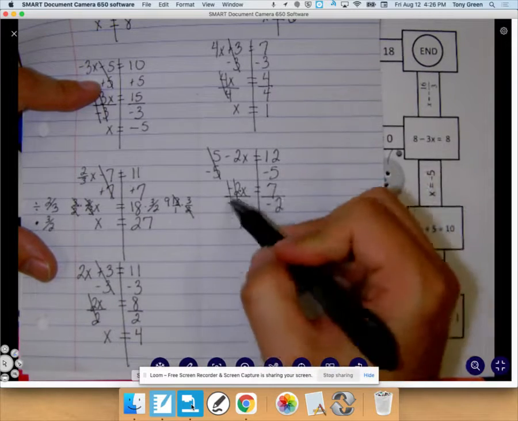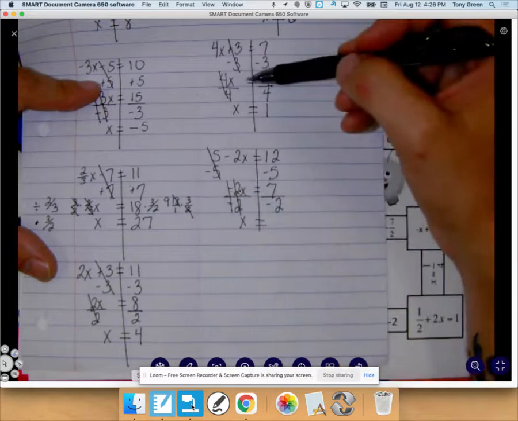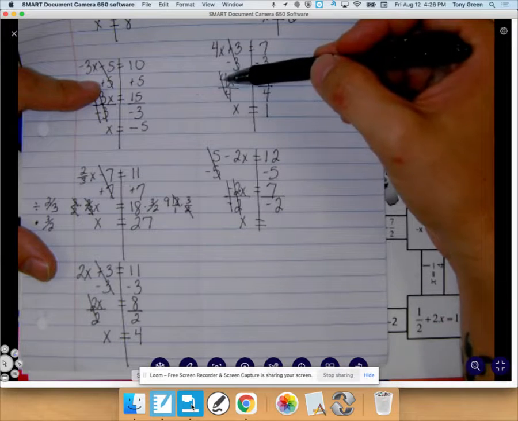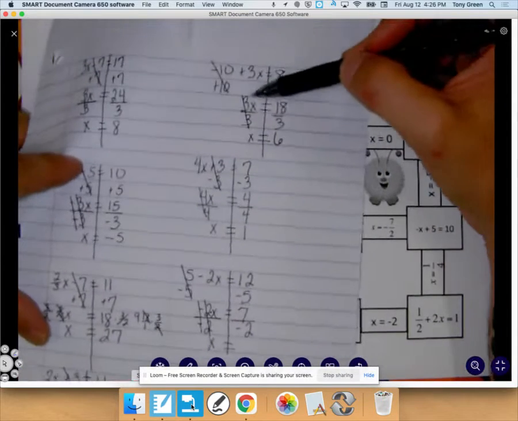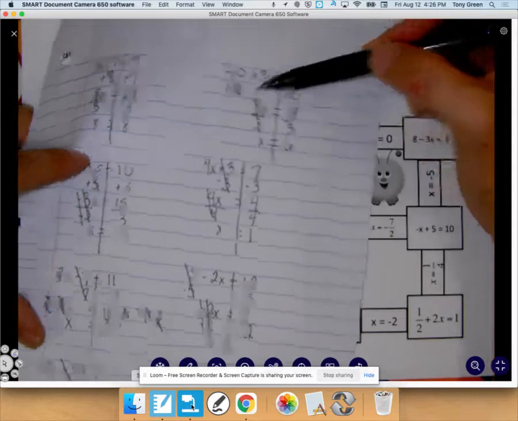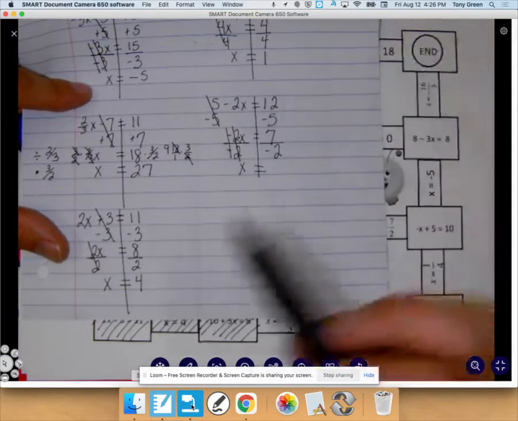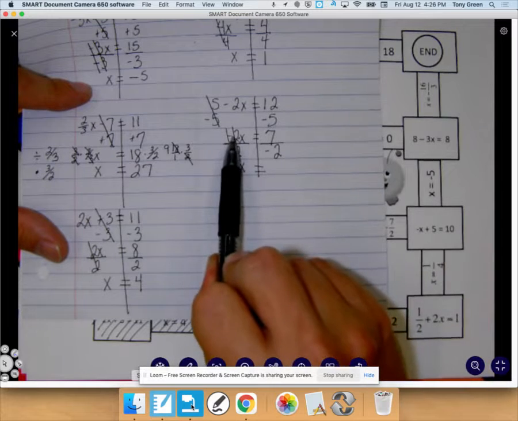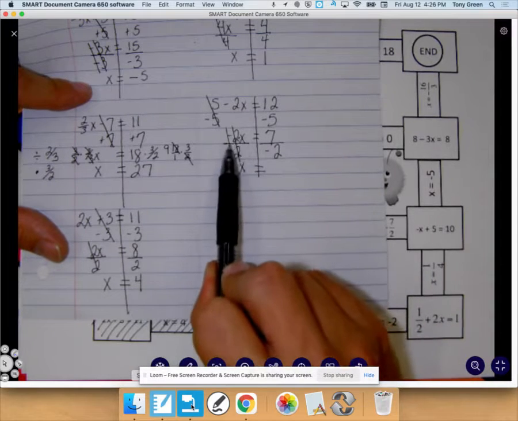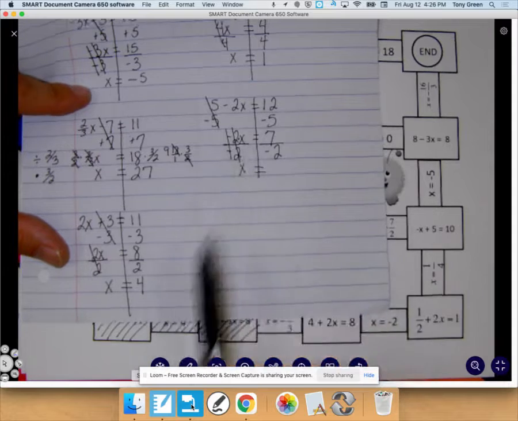So really, you're doing the same thing we did in every other problem. We're trying to get rid of a 4, so we used a 4. In this one, we tried to get rid of a 3, so we used a 3. We're trying to get rid of a -2, so we're going to use a -2. We're not doing the opposite number. We're doing the opposite operation. This is connected by multiplication, so we're dividing.